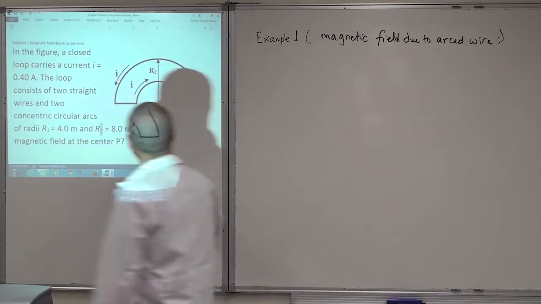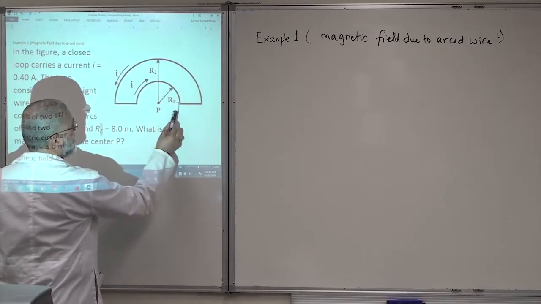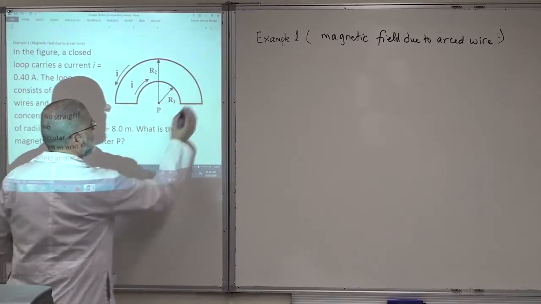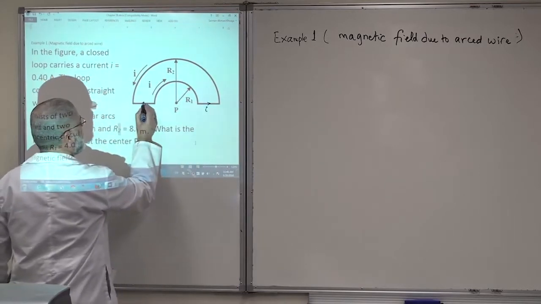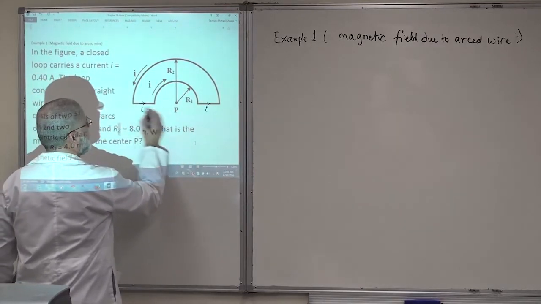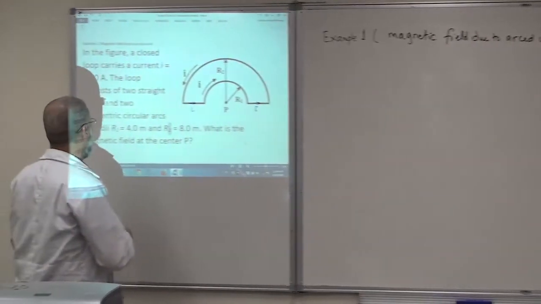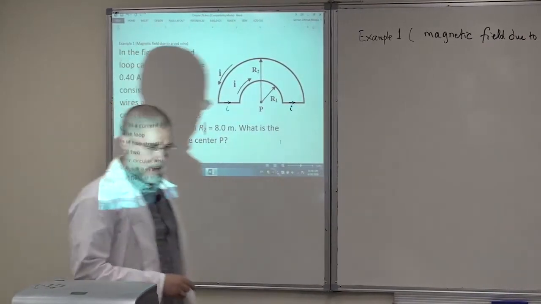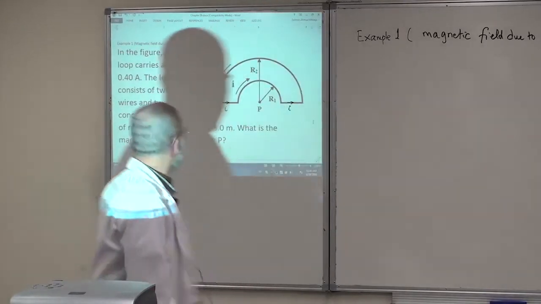The current has a direction, you can see it. Here it is clockwise, to the right, so I can write it here to the right like this. Here counterclockwise, and here to the right also. The current I flows through these two wires. So he wants the magnetic field at point P due to these wires.